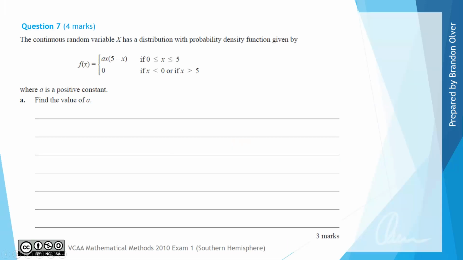For question 7 we have the continuous random variable x, which has a distribution with a probability density function given by f of x, where a in that equation is a positive constant. And for part A we're asked to find the value of a.